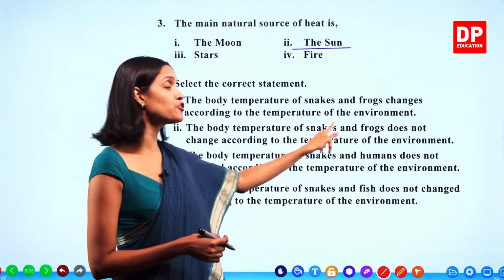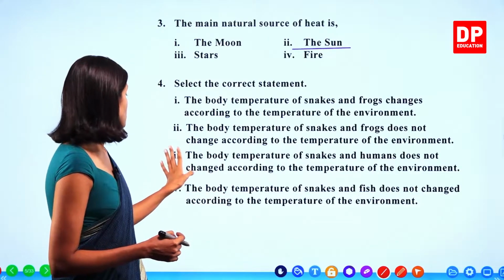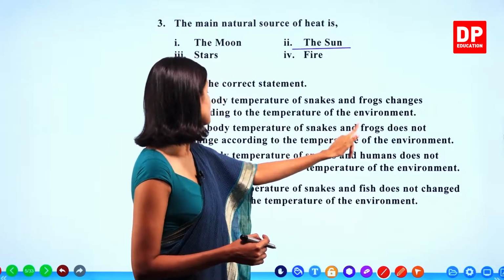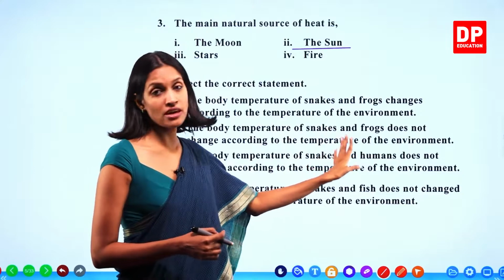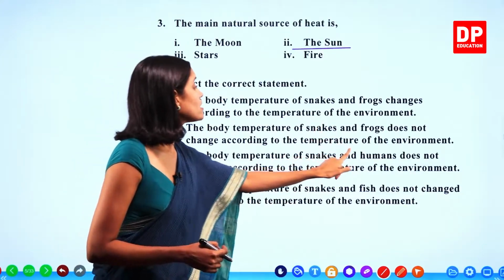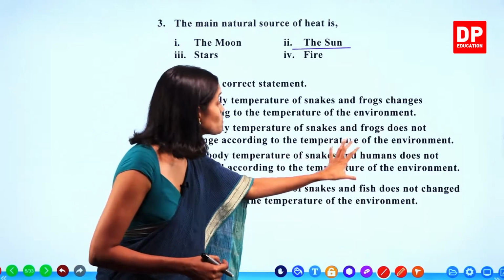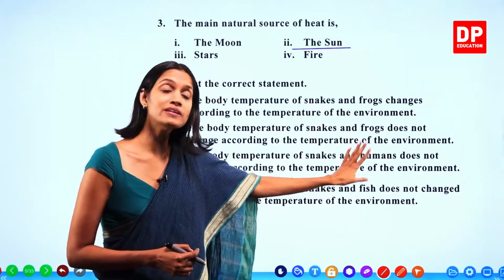But snakes and frogs are coming under cold-blooded. Right? Next one. The body temperature of snakes and humans does not change according to the temperature of the environment. So when it comes to humans, humans are warm-blooded animals. So humans' body temperature does not change. So when we consider the humans, this is correct.